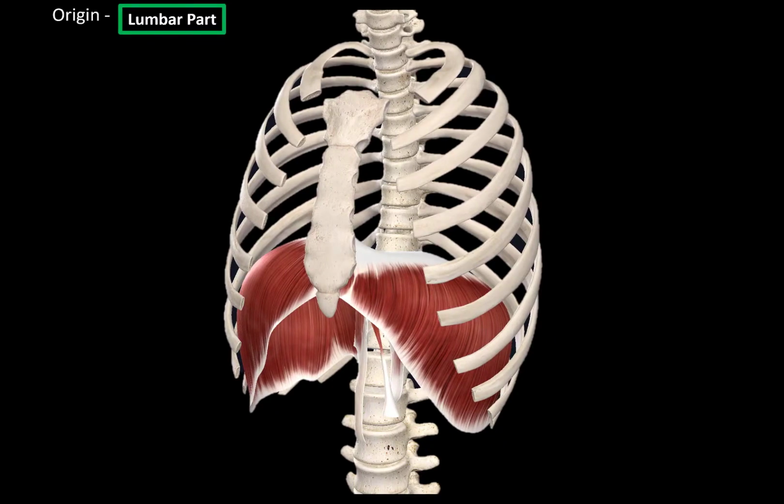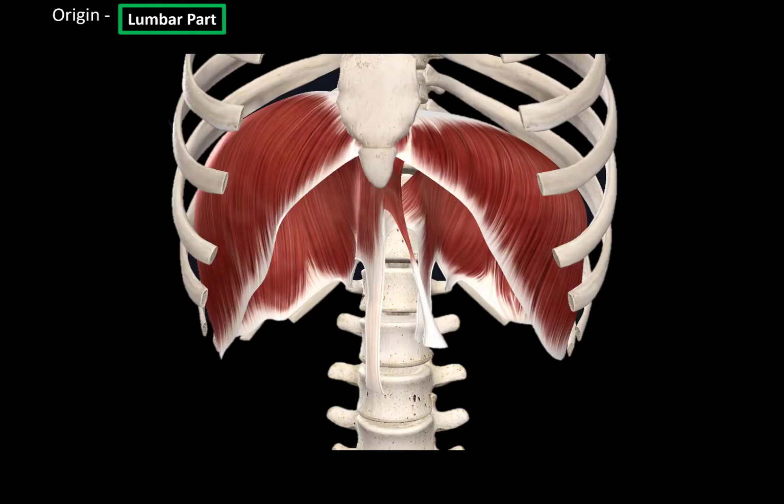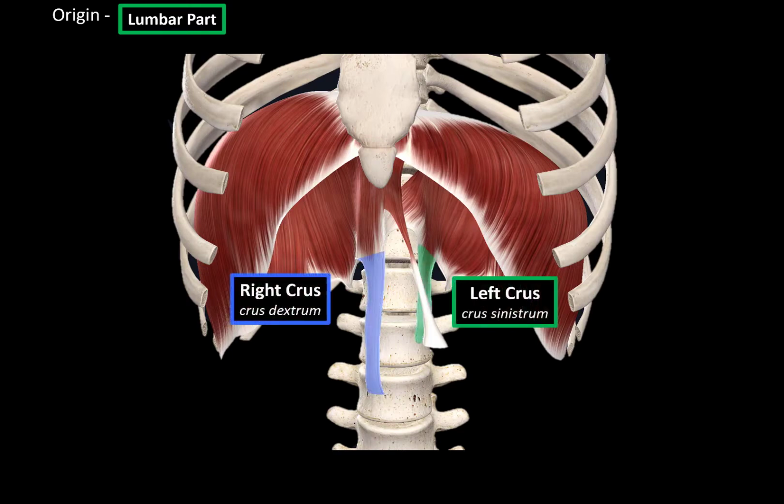Now the lumbar attachment of the diaphragm is from this area, so let's go ahead and focus on that. The main thing you can see looking at the lumbar part of the diaphragm are two muscular fibers going down along the vertebral column, called the right crus and the left crus. The right crus being longer than the left crus, as you see here.